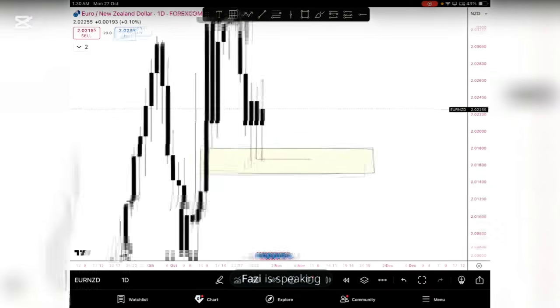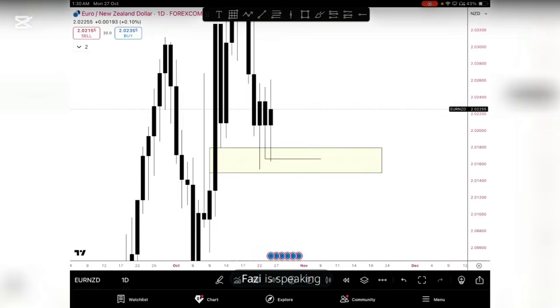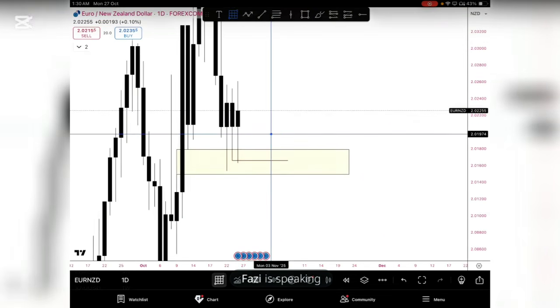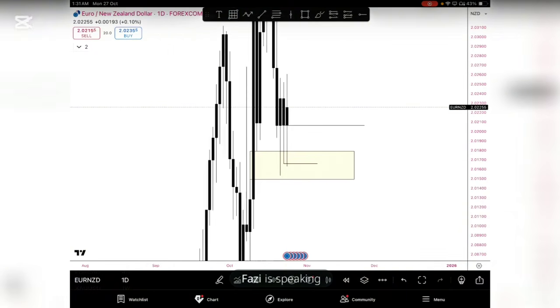So here you can see we have a daily sweep which is on the daily imbalance, right? So I am going to look for buys. The buys can happen on this daily V-shaped key level. So this is the type of entries I'm looking for.